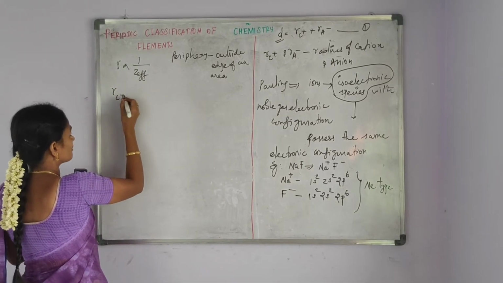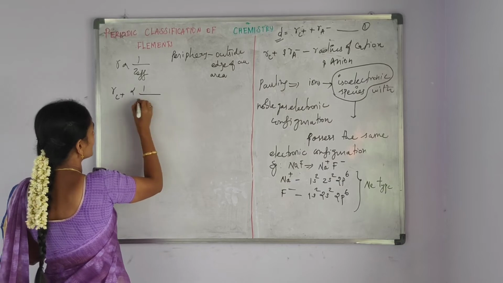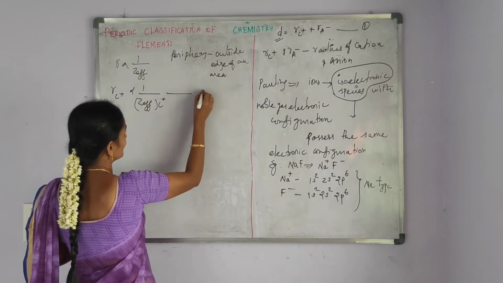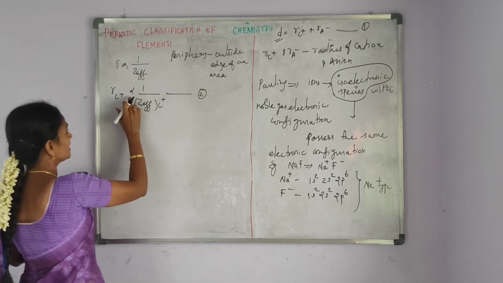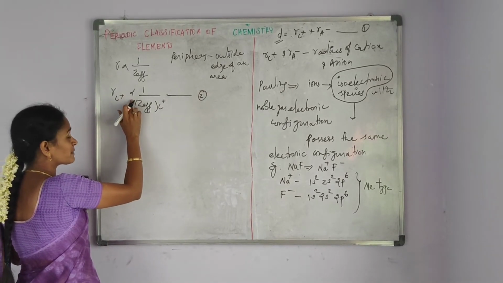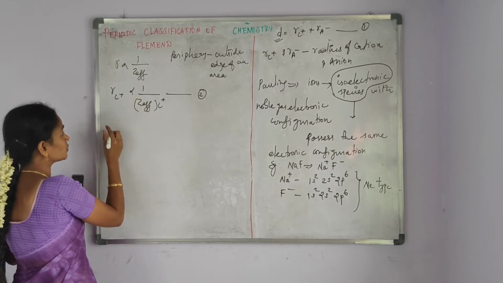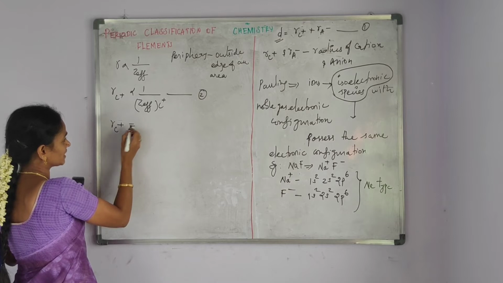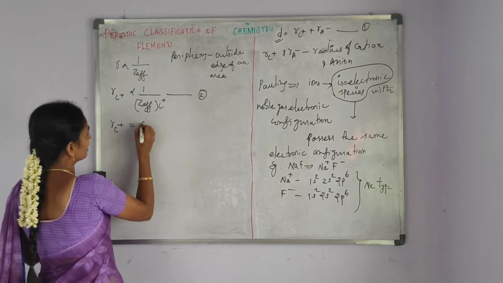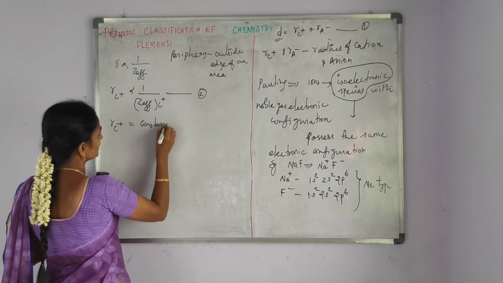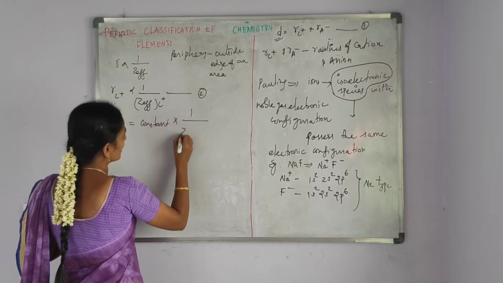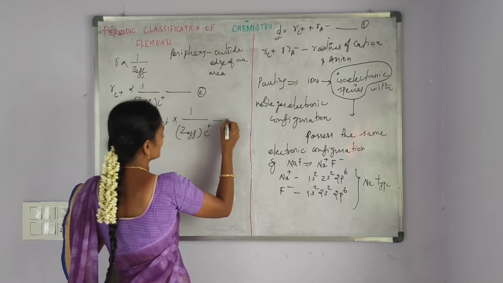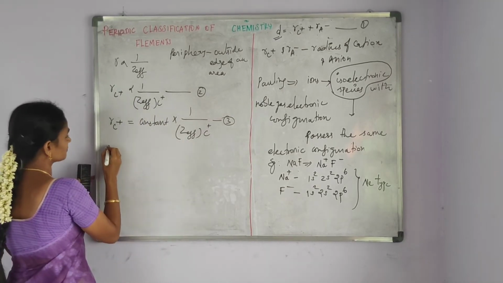Now, radius of cation is inversely proportional to the effective nuclear charge of the cation is equation number 2. After the removal of the proportionality symbol, equal to and constant was introduced. So equation 2 becomes Rc plus is equal to constant into 1 divided by effective nuclear charge of the cation is equation number 3.